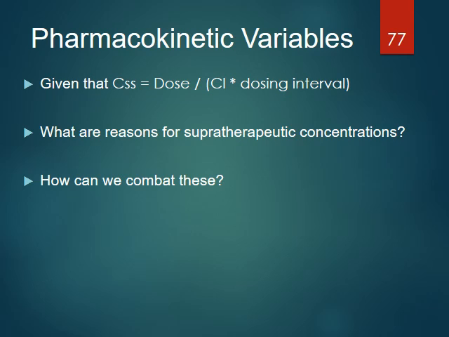Another reason could be our dose increased. We didn't realize it. Maybe the patient got double dosed for some odd reason. Another factor could be the dosing interval. So say we were giving the medication too frequently, say our dosing interval decreased, that's going to make our denominator go down, which means our Css is going to go up, right? So what are some ways that we can actually deal with these and combat or prevent attaining supratherapeutic concentrations?